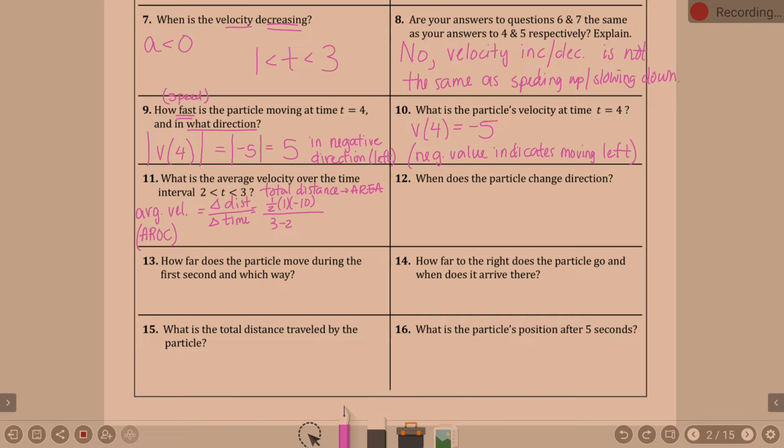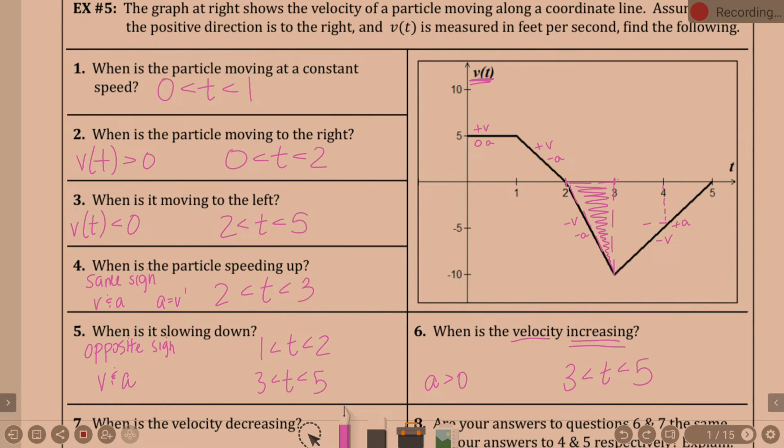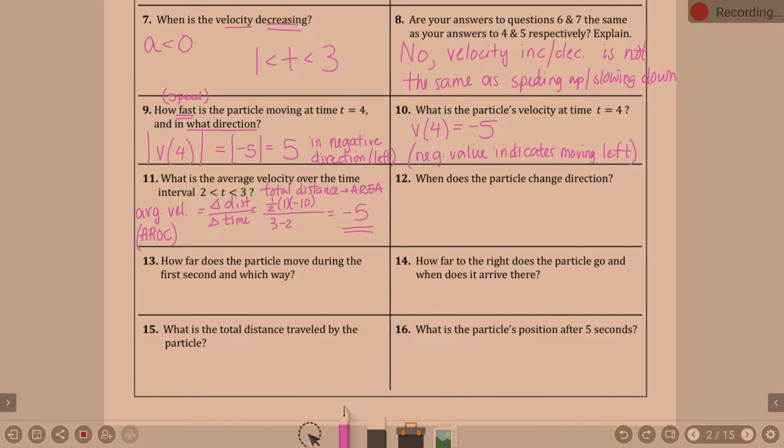The change in time is the difference from 3 to 2. That is what that axis is. So we end up with negative 10. One of those easy things to forget when you're talking about total distance on a velocity graph is that you have to look at the area under the graph. In this case, it makes sense that it should come out negative because you are below the x-axis. Okay. 12. When does the particle change direction?